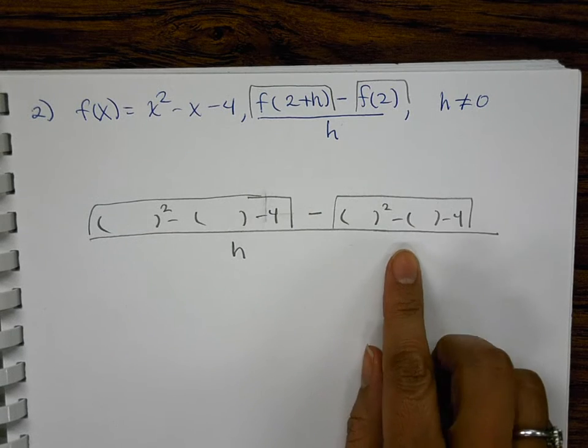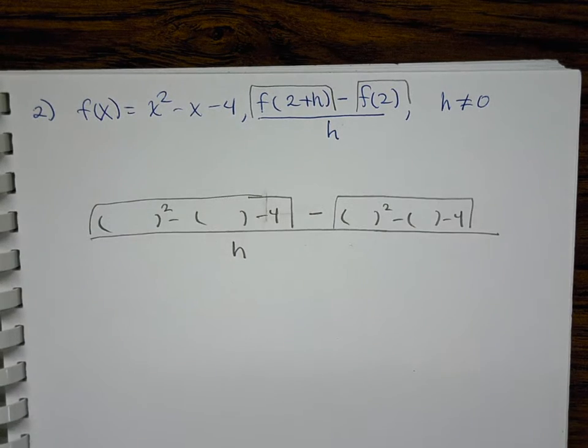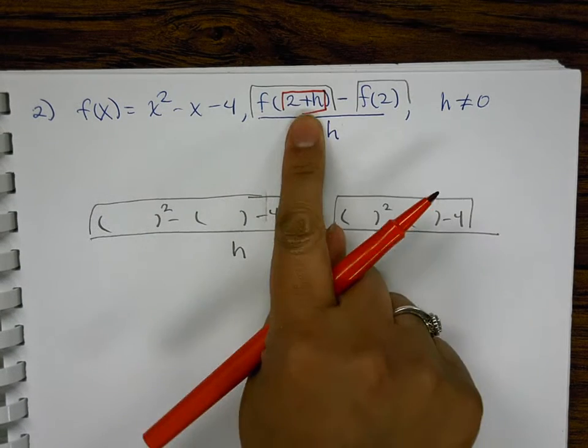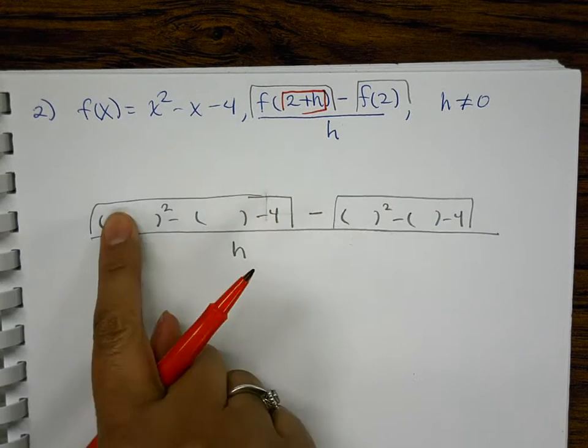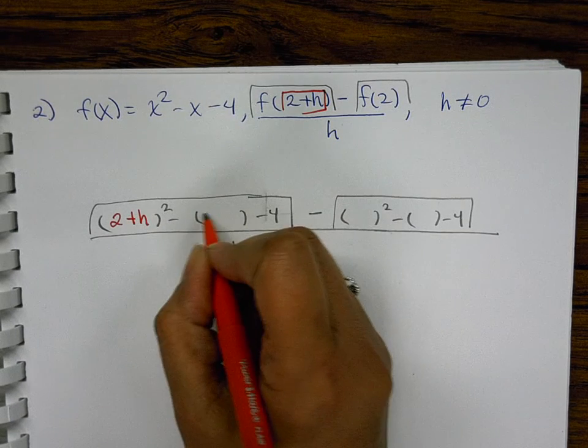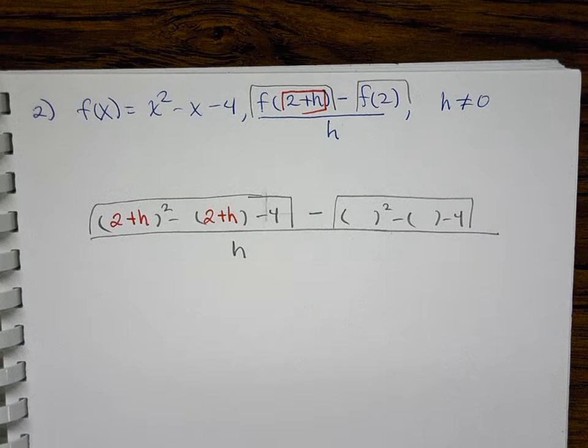This one is giving us f of 2, which means I'm going to plug 2 in, so I am setting up the skeleton of it. All right, on the first one, this one here is my first box. What am I plugging in for all the blanks? Good, 2 plus h.